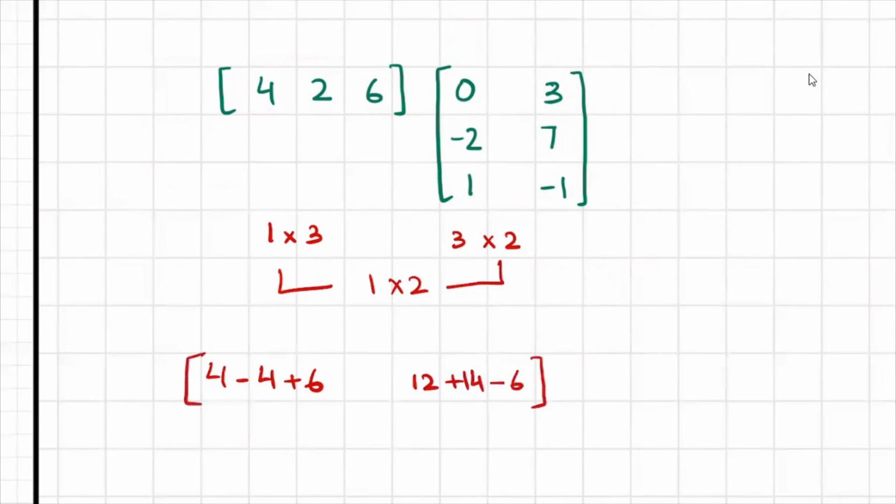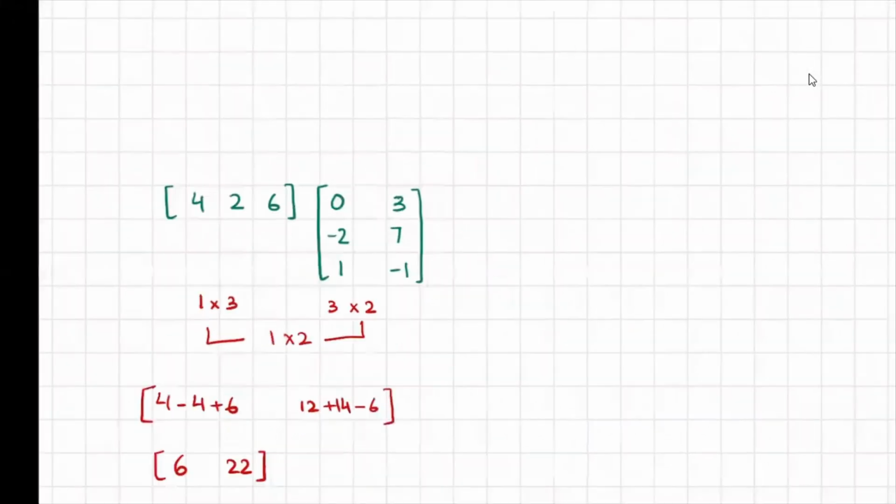So let's simplify this. This will be 4 plus 4 is 8, minus 4... is 0, plus 6 is 6. 12 plus 14 is 26. 26 minus 6 is 20. So this is your final answer. You can check it: 1 by 2 and again 1 by 2, 1 row and 2 columns.